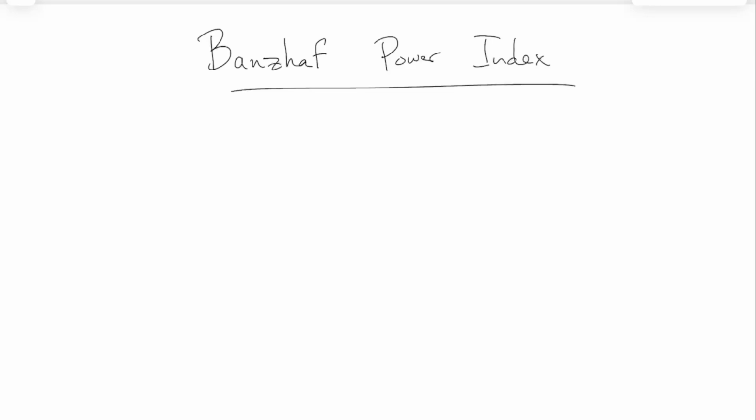The Banzhaf Power Index. This is yet another way to measure the power of different individuals in a weighted voting system. And this is actually the last thing that we're going to do in terms of weighted voting, and then we're going to move on to something that's really completely different, which is gerrymandering. But anyway, let's talk about the Banzhaf for today. This is another power index, and it's different from the Shapley-Shubik, which is what we did last time.